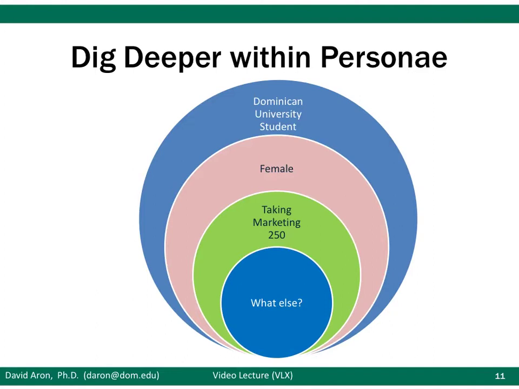So what we've done in a sense is narrow that number of students down from well more than 1,000 to how many female Dominican University students are taking marketing 250. And you have a special message that you want to send to them in terms of your marketing. Well, this is just a quick and dirty example, but what you hope is that each succeeding inner circle tells the marketer more and more about their customer.